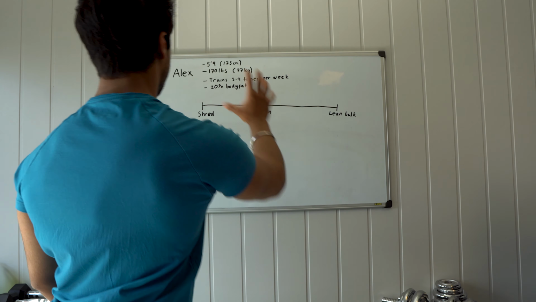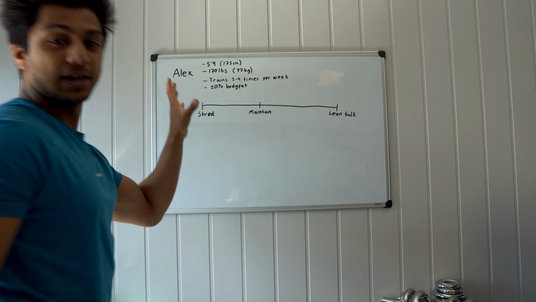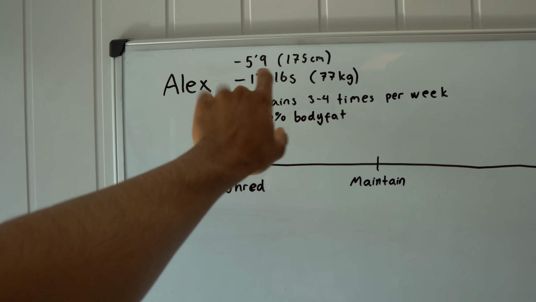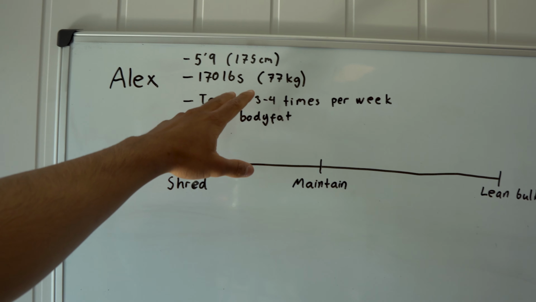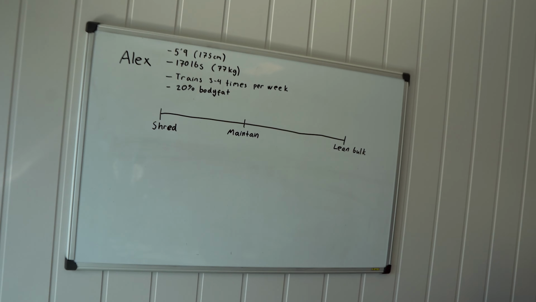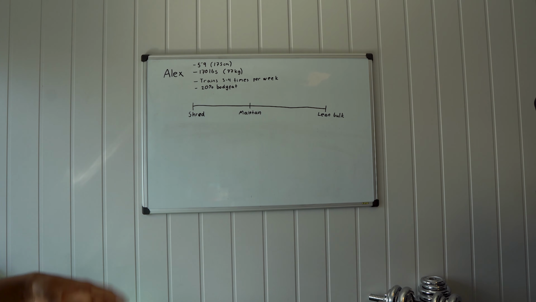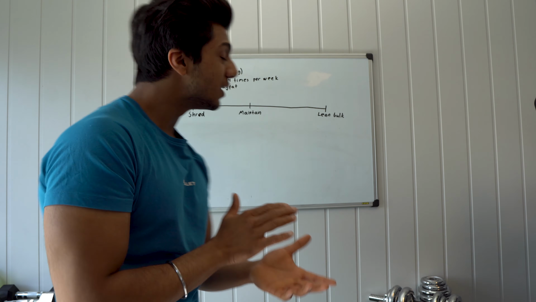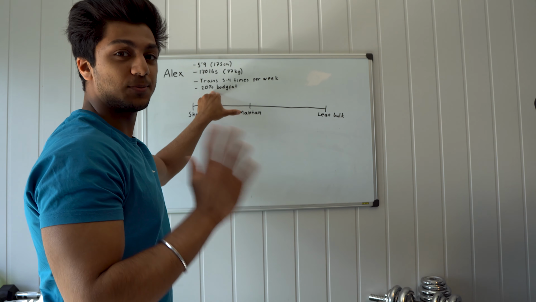So I just made some information about Alex. We're going to talk about it. I'm going to show you a bit closer. So we have Alex. He's 5'9", 175 centimeters, and his weight is 170 lbs or 77 kg. He tries to work out 3 to 4 times per week. Let's say he has a full body workout or an upper lower split, and we assume his total body fat is 20%.